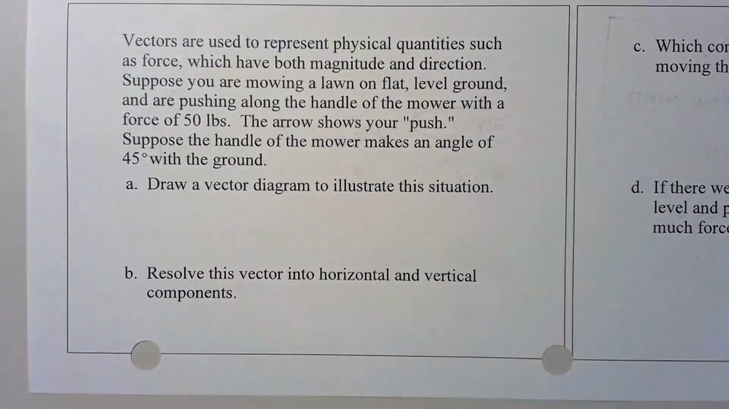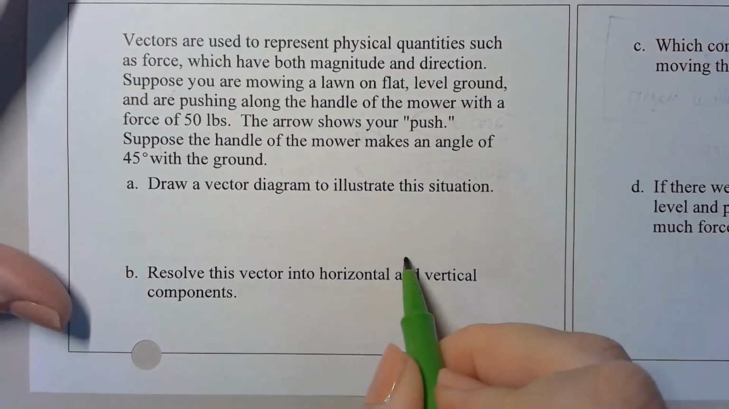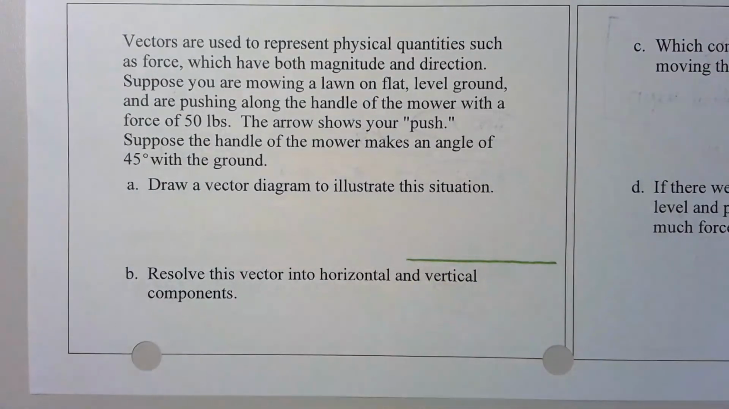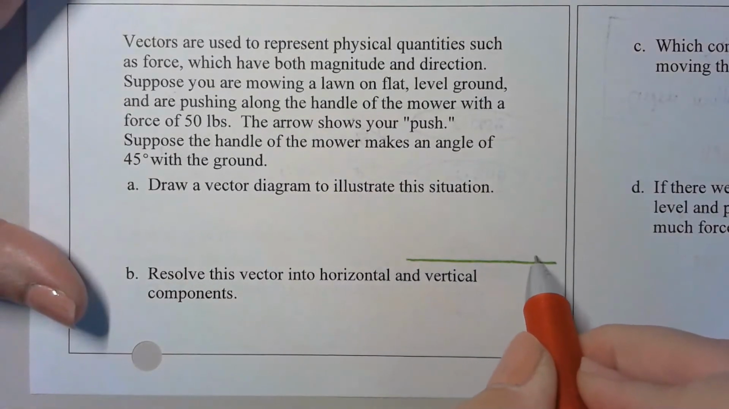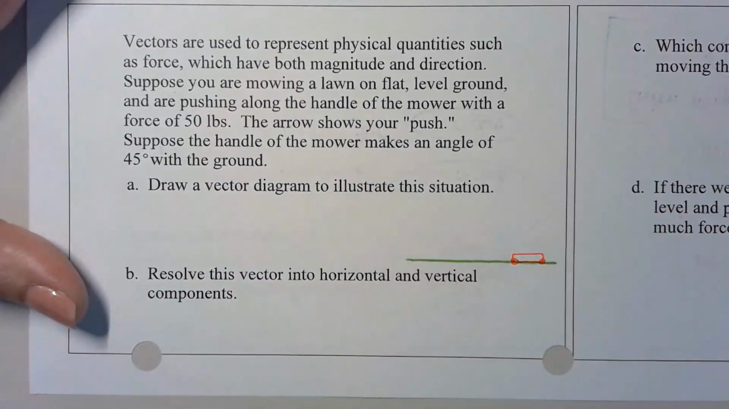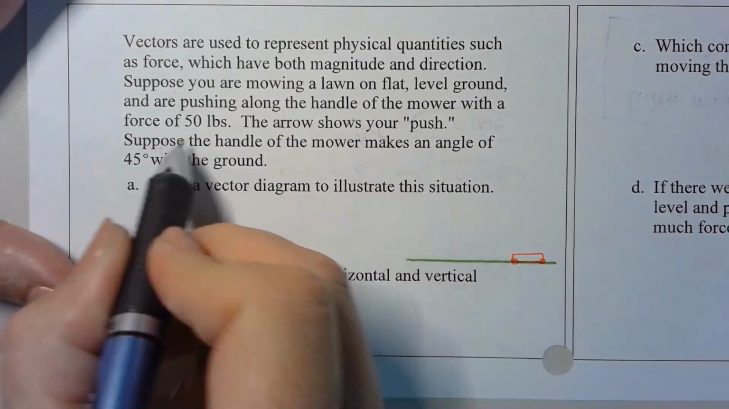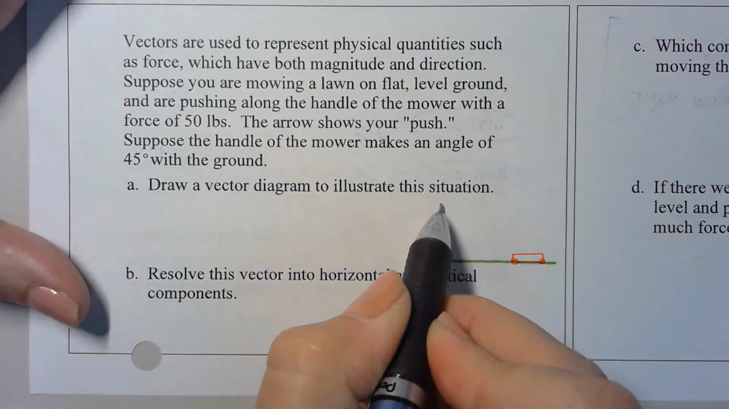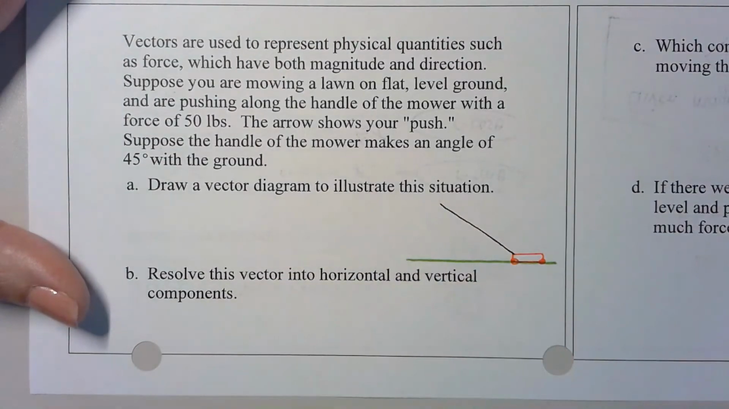All right, I'm even going to get out a green marker for my grass here. So here's our grass. Flat, level ground. My lawnmower at home is red, so I'll use my red pen. So we've got our lawnmower down here. It's got some wheels on it. And then it's got its handle. And it says the handle makes an angle of 45 degrees with the ground.